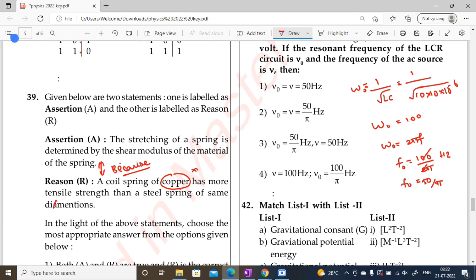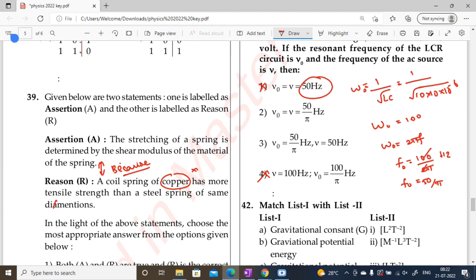If the resonant frequency of the LCR circuit is v naught and the frequency of the AC source is v, what we are being asked is about the resonant frequency. So let us check this. Resonant frequency 50 by pi and frequency 50 hertz, and the resonant frequency 50 by pi options only, let us take first. So of course the first option is neglected because we have only 50 hertz. That is wrong because 50 by pi should be the answer. Similarly, the resonant frequency should be 100 by pi. This is wrong. Resonant frequency 50 by pi and 50 hertz, either 2 or 3 should be the option. So I'm trying to help you out how to eliminate the options first, right? I solved the answer for resonant frequency. I'm getting 50 by pi.